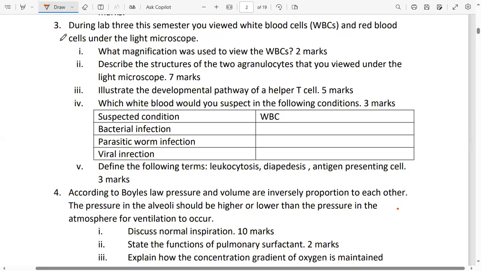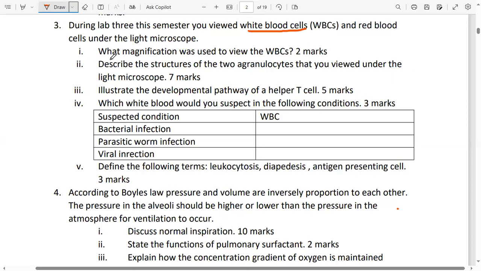Okay, so now let's look at question 3, which is based on the labs that you have, especially the lab on blood cells. They're saying during lab 3 this semester, you viewed white blood cells and red blood cells under the light microscope. For this specific lab, these were the answers, and in general, those are the same answers that you would find.